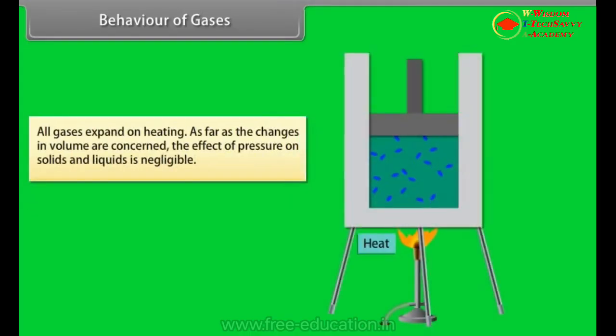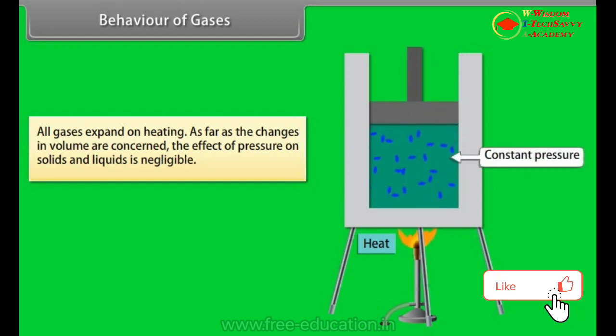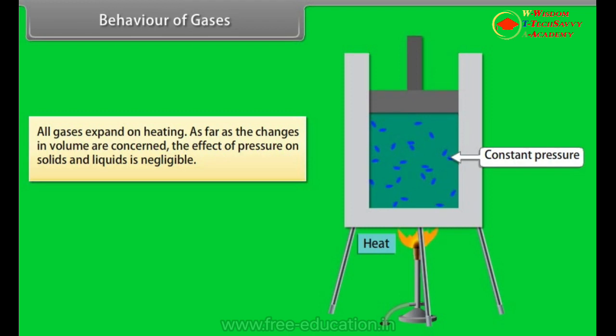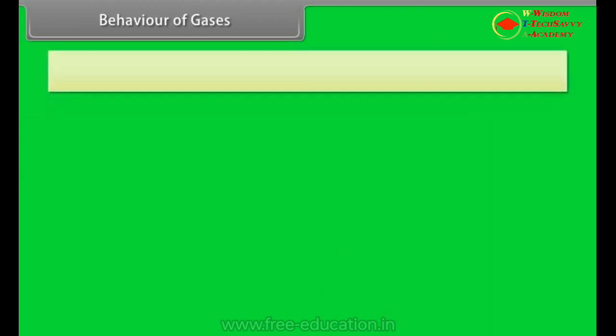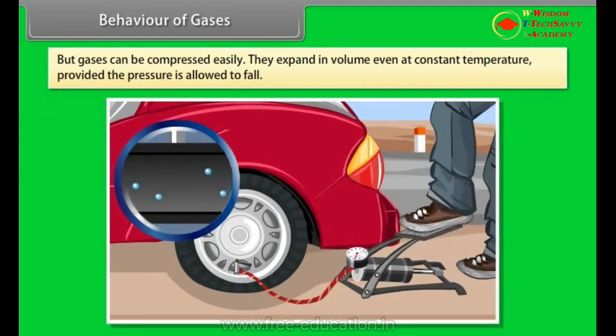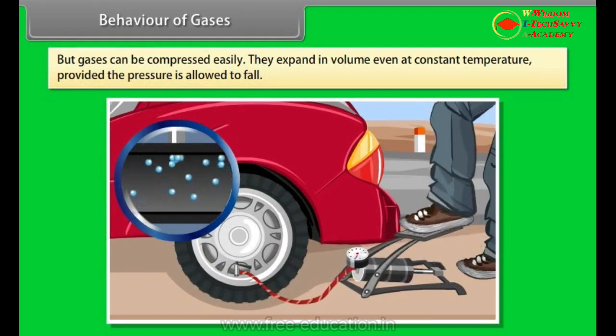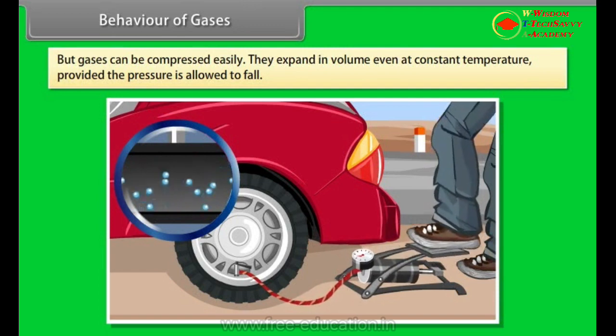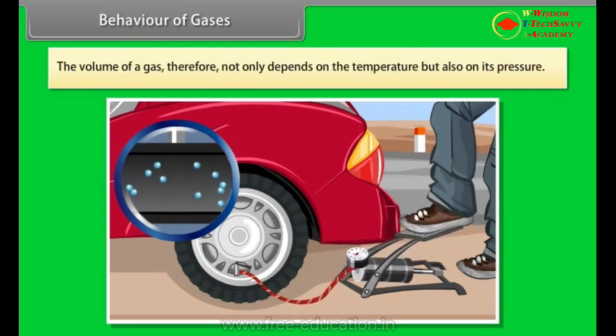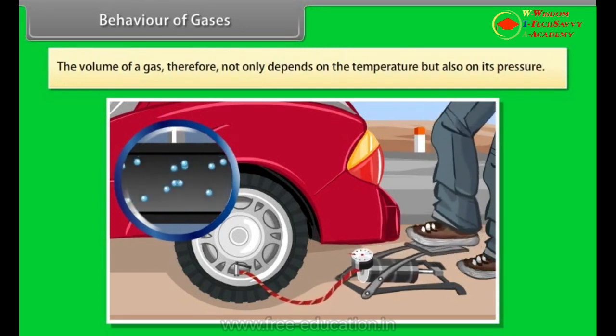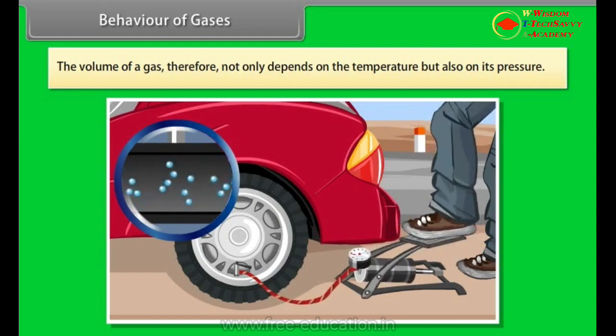Behavior of gases. All gases expand on heating. As far as changes in volume are concerned, the effect of pressure on solids and liquids is negligible. But gases can be compressed easily. They expand in volume even at constant temperature, provided the pressure is allowed to fall. The volume of a gas, therefore, not only depends on the temperature but also on its pressure.